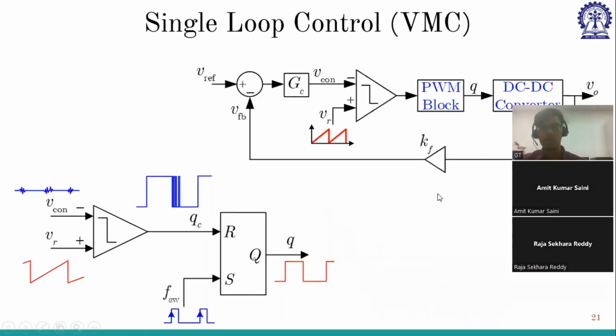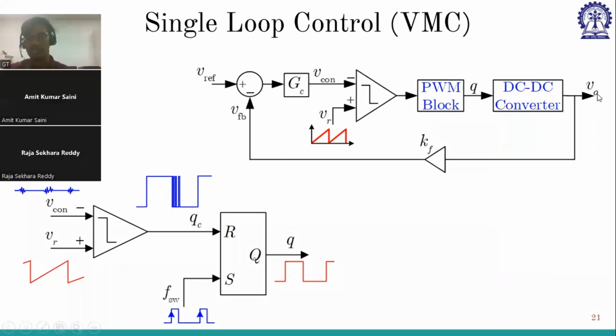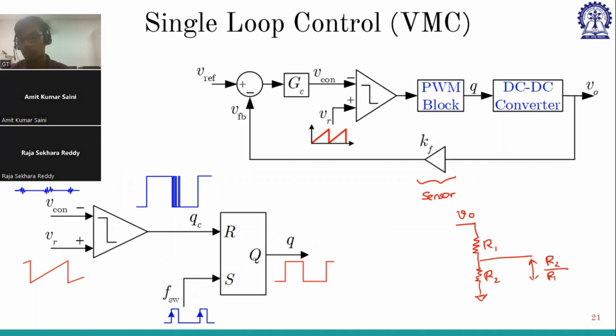Now, you can call voltage mode control single loop control. Why? Because it has a single loop. So here, this is V0, and this is a sensor. We are sensing V0 through a resistor divider, R1 and R2, and whatever hardware we have made, we have implemented in the same way. So this voltage will be R2 by R1 plus R2 into V naught. This R2 by R1 plus R2, we are calling it KC.